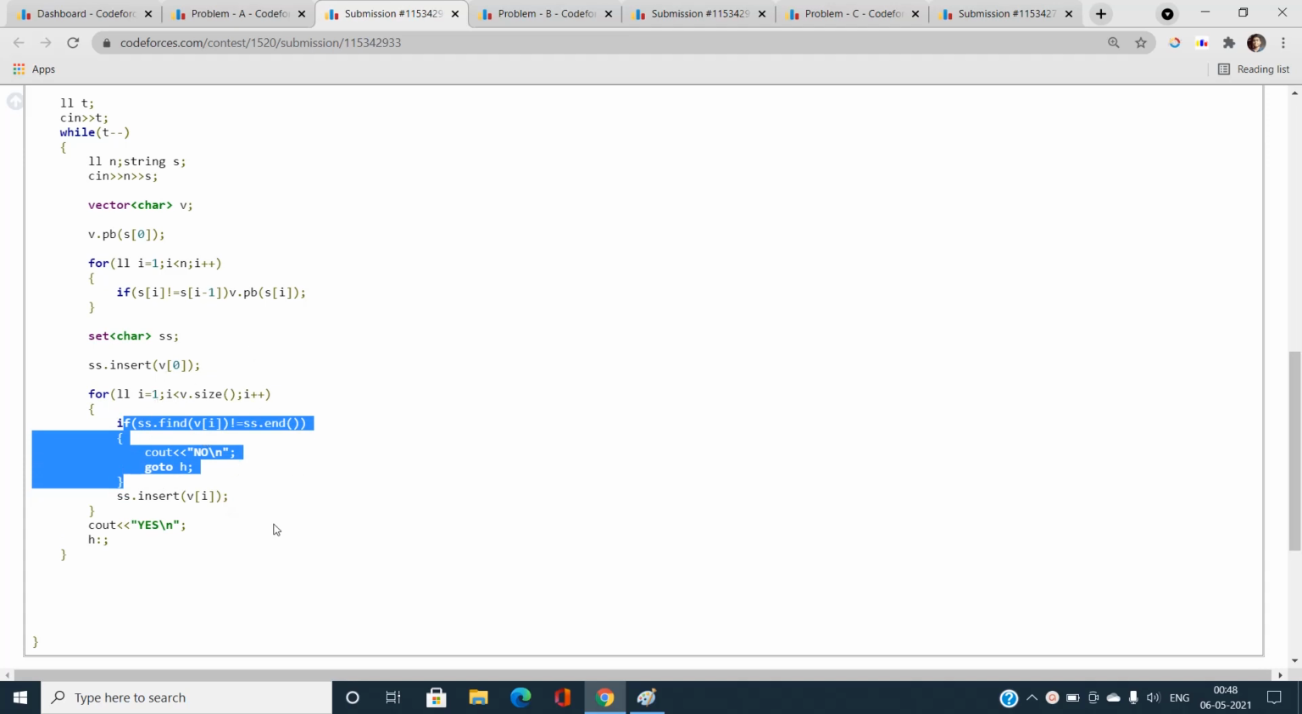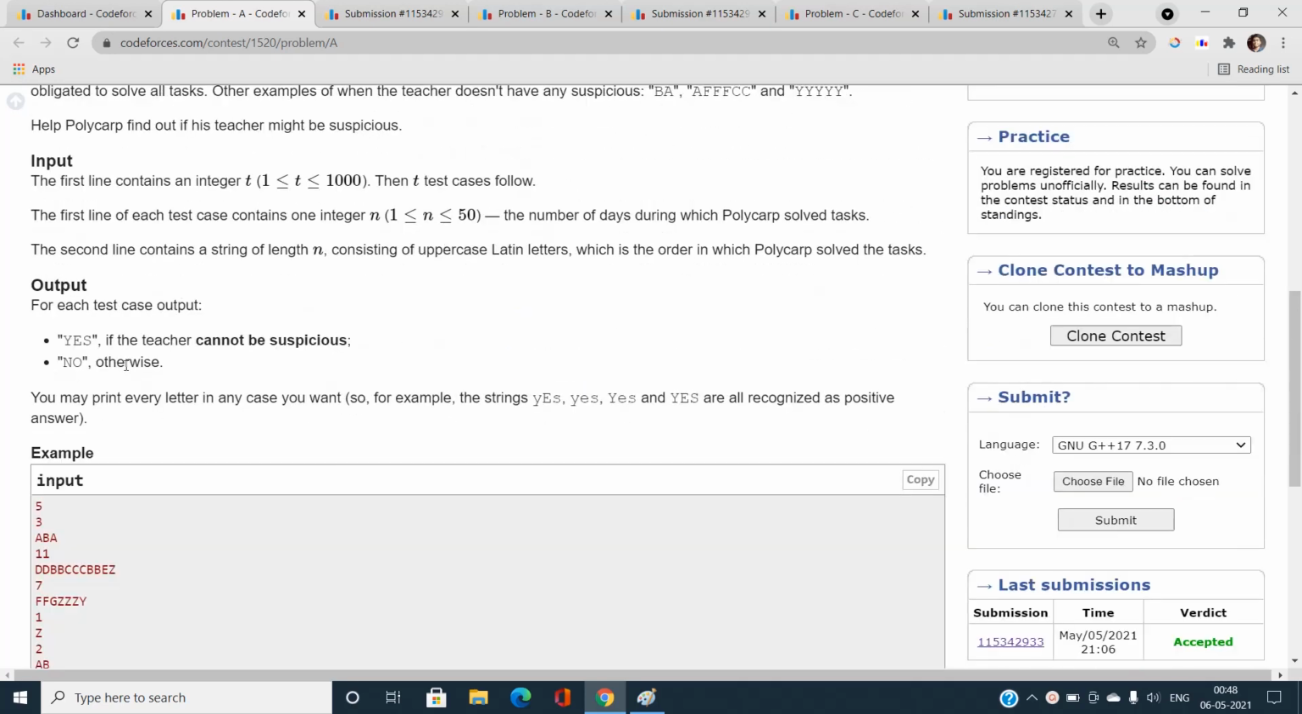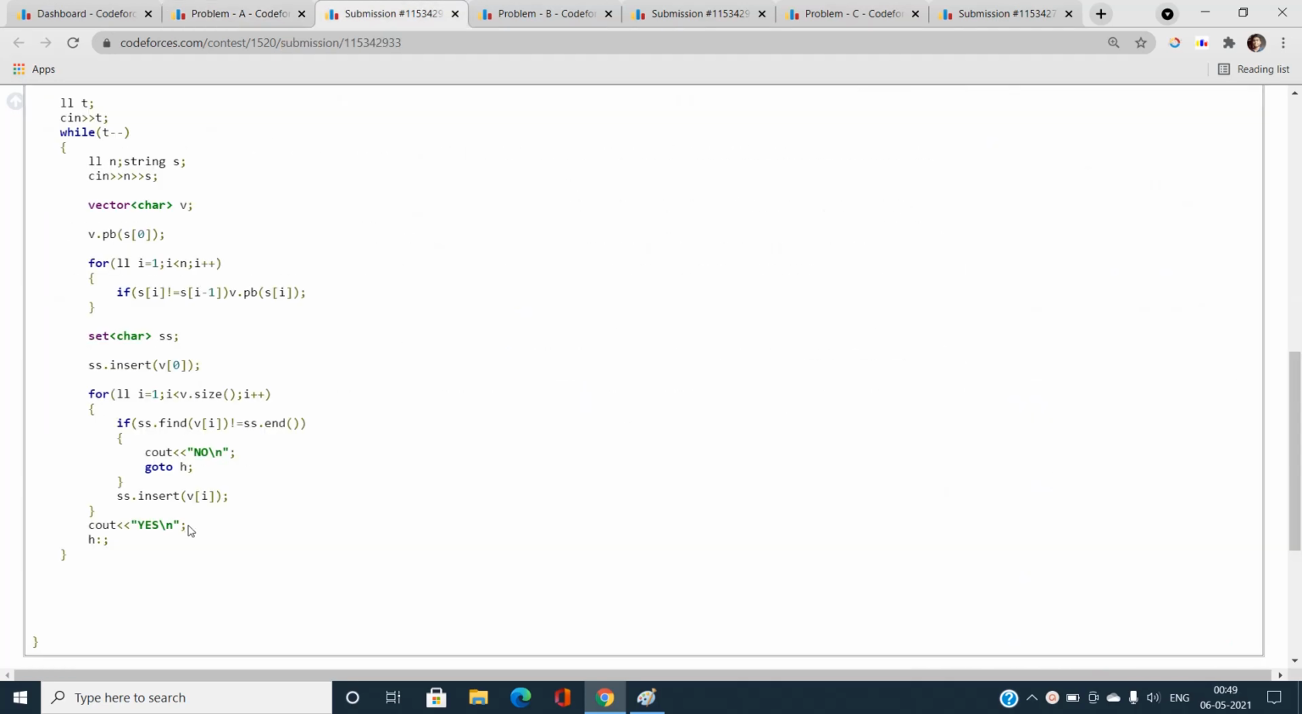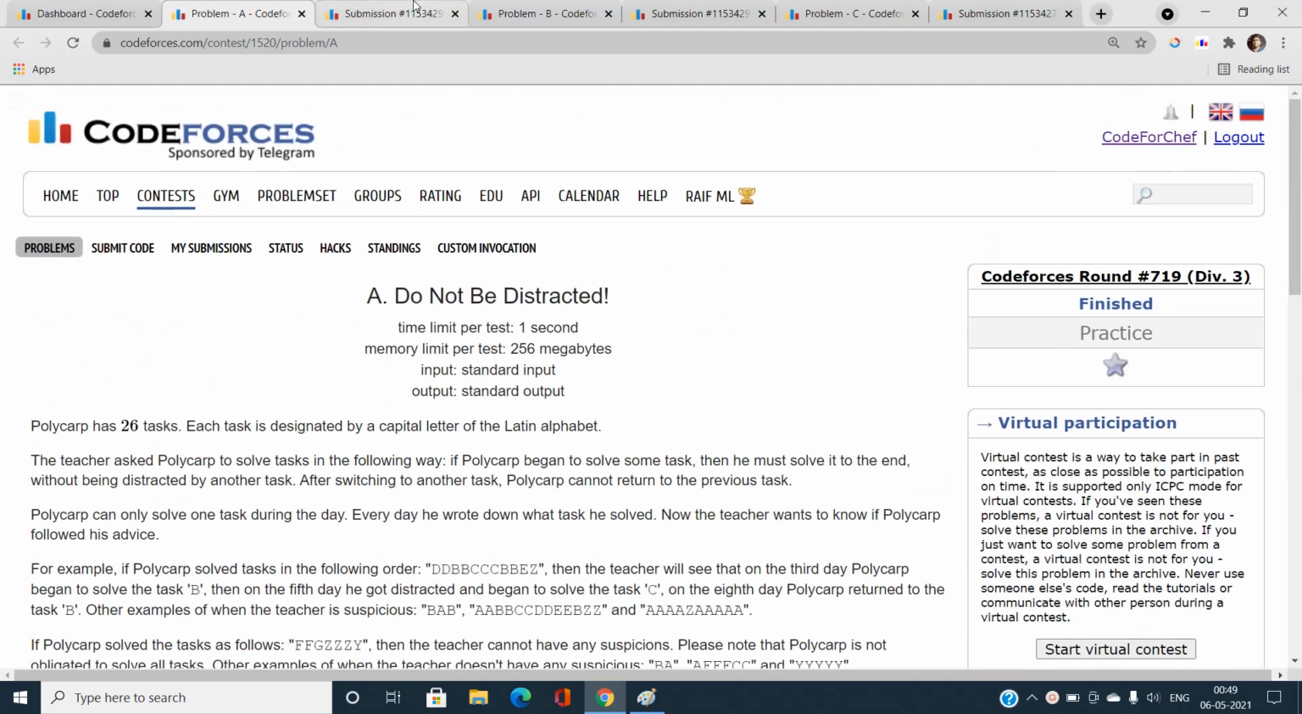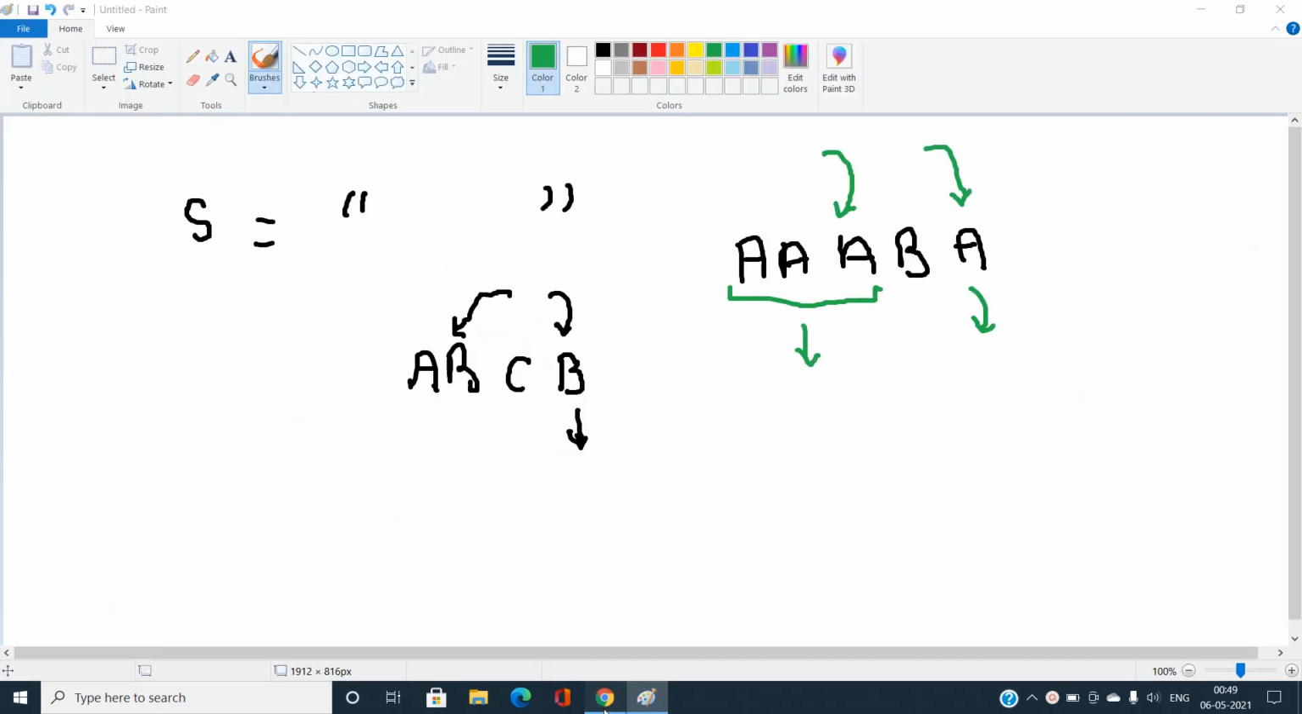If at any position I find that the same character of this vector is already present in the set, just print no, denoting that the teacher would be suspicious, and otherwise print yes. If you never enter this condition for any i from 1 to vector size minus 1, we print yes; otherwise, for any i where this condition holds true, print no. So this is about problem A. Let's talk about problem B now. I'm just going to erase this stuff now.